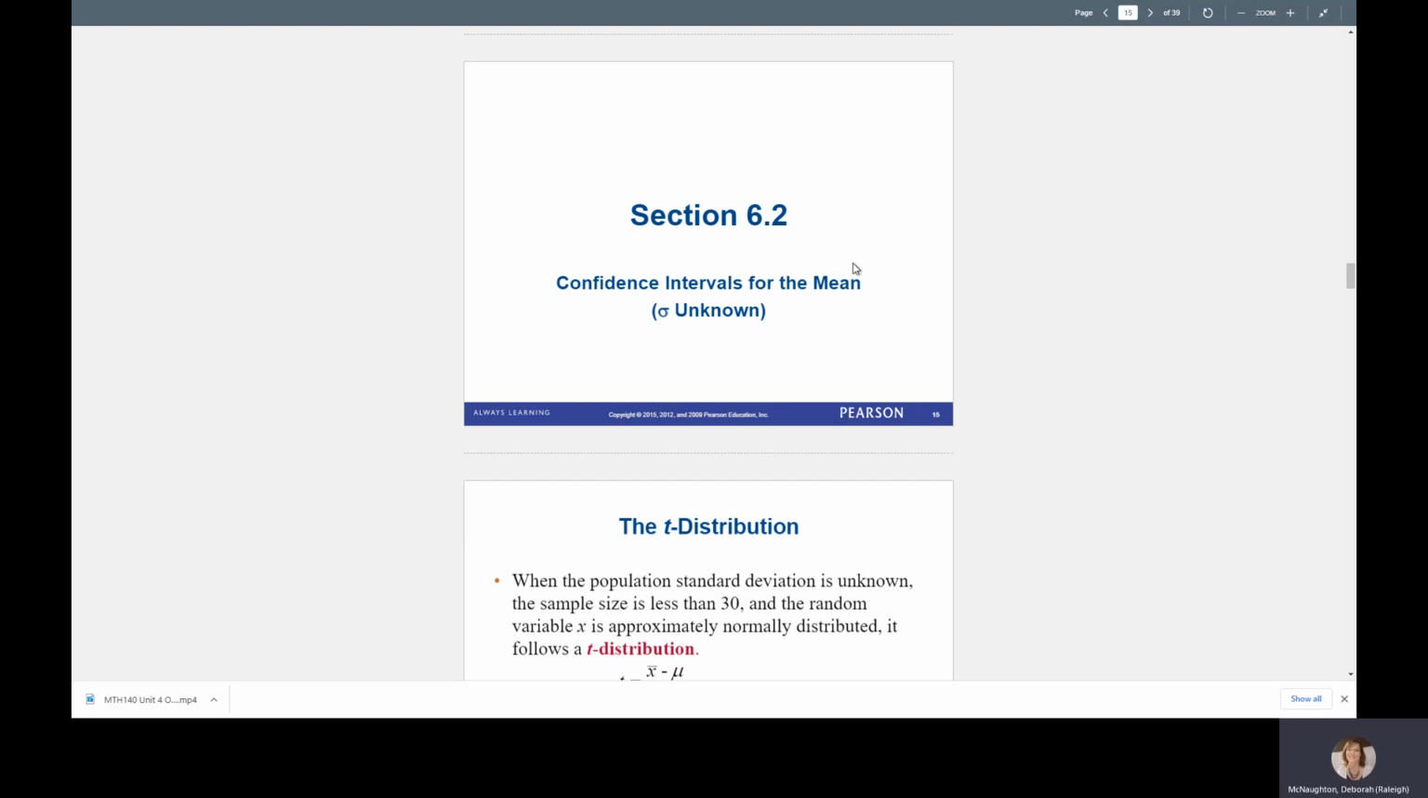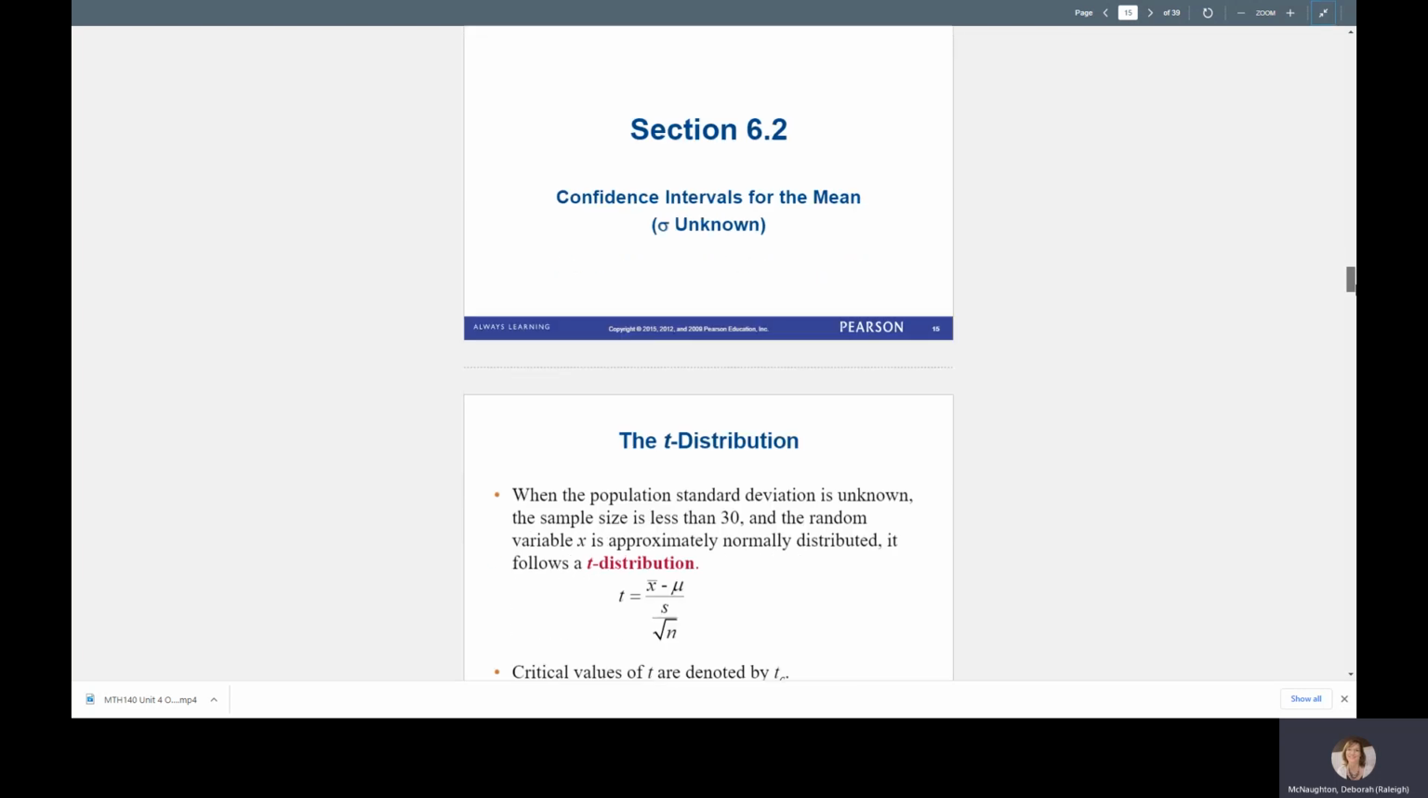We're going to introduce a new distribution called the T distribution, and we're going to use the T distribution in place of the standard normal distribution. But basically, all the steps are exactly the same as what we did in section 6.1. We're just introducing a new distribution that we'll use to look up those critical values in the table.